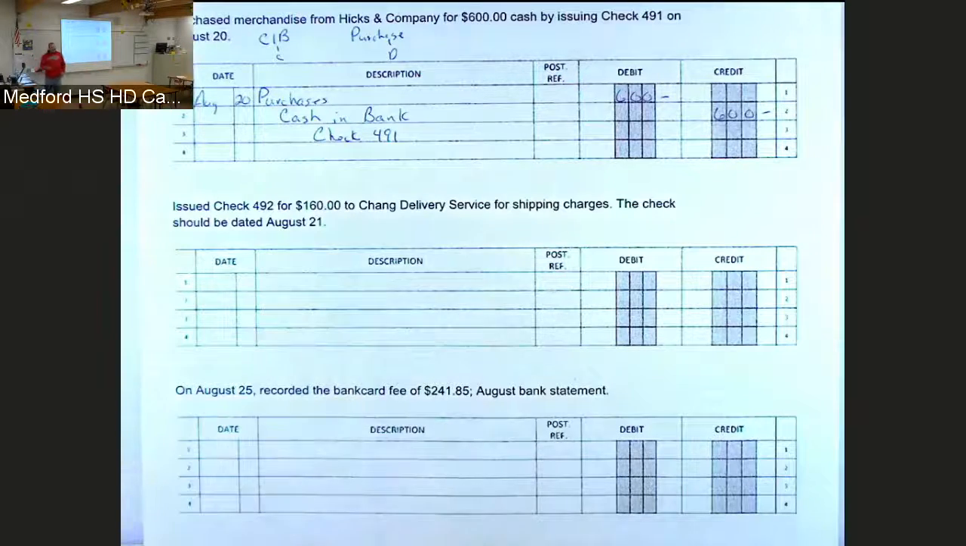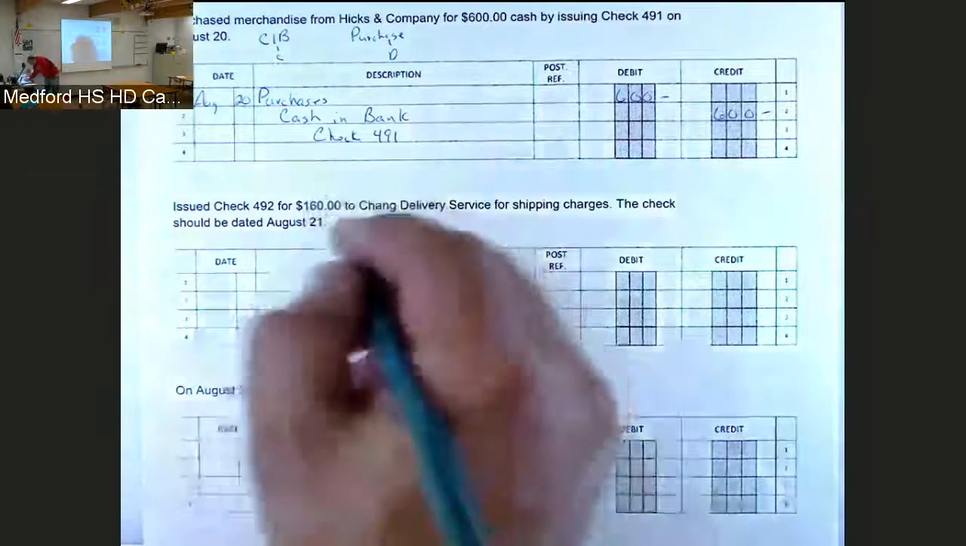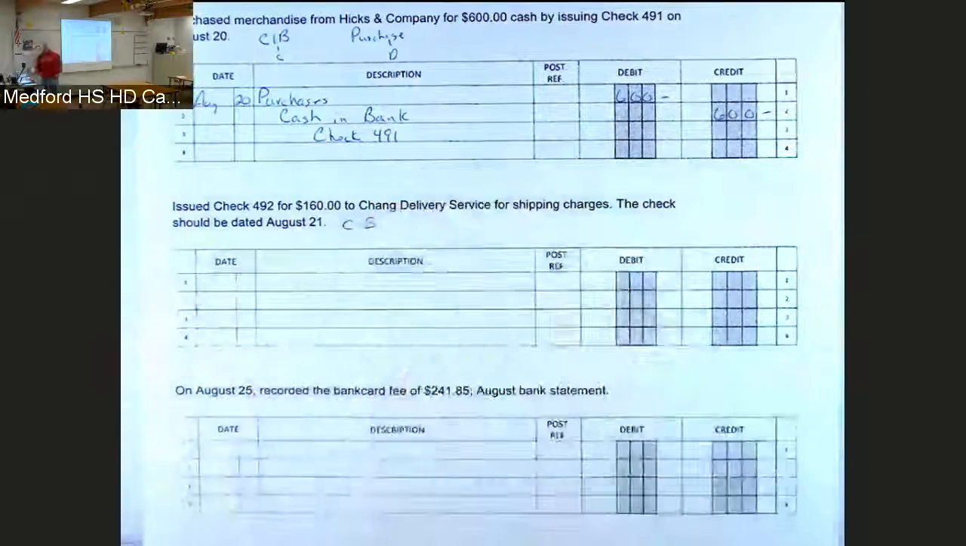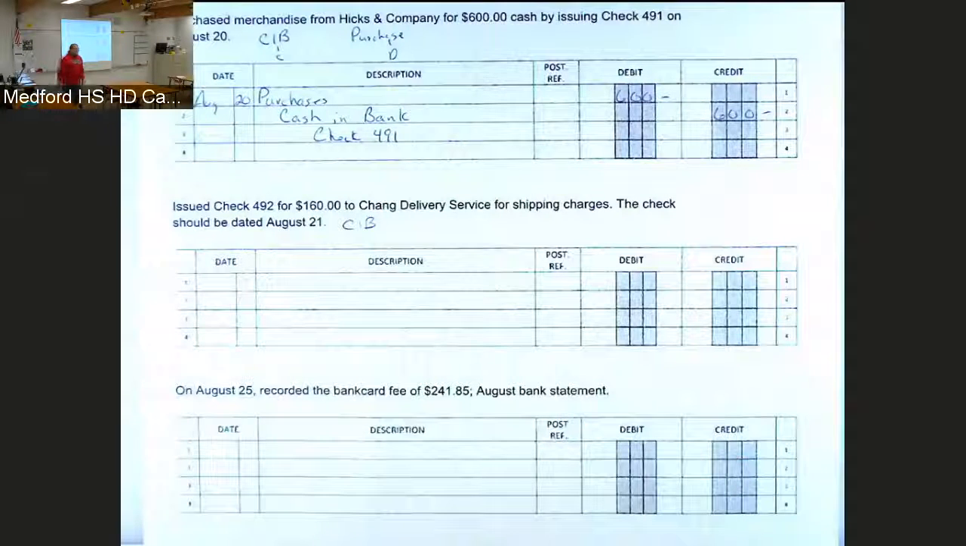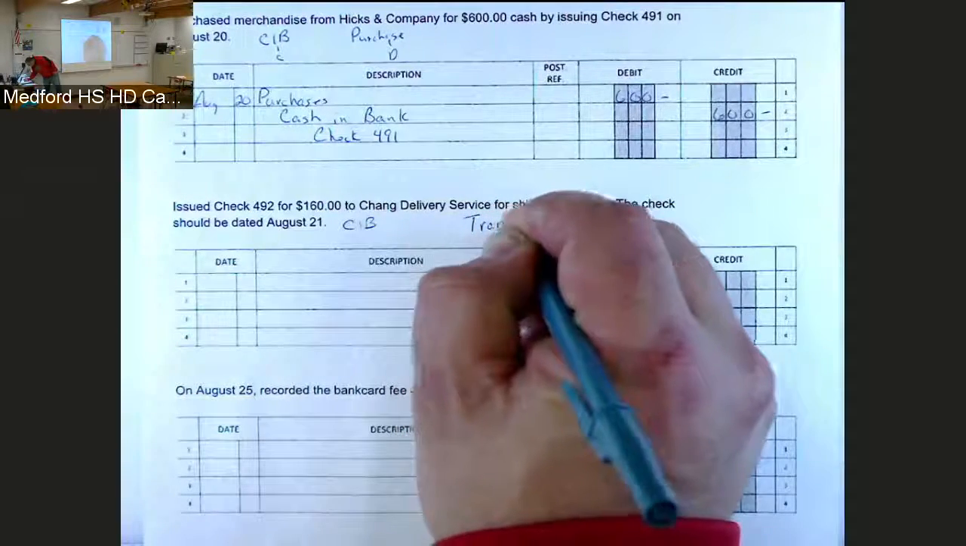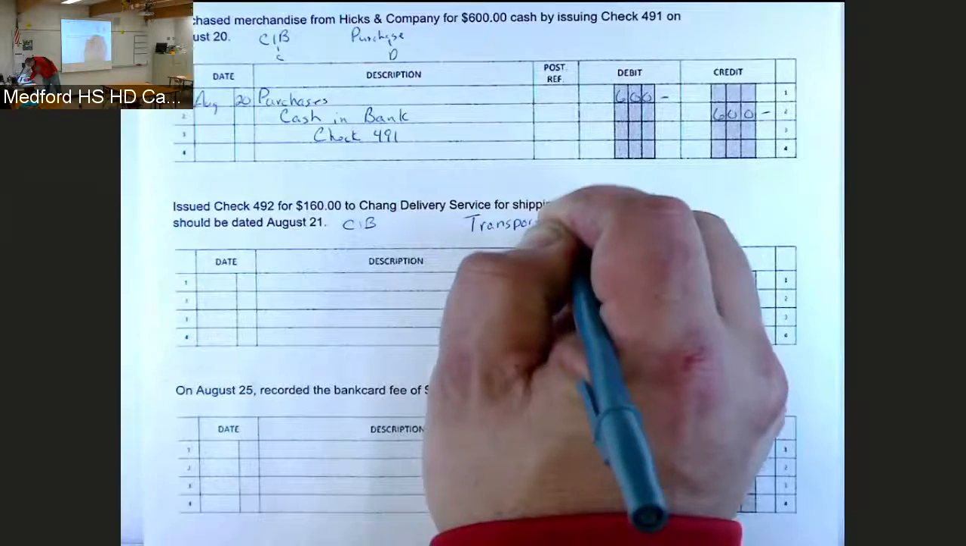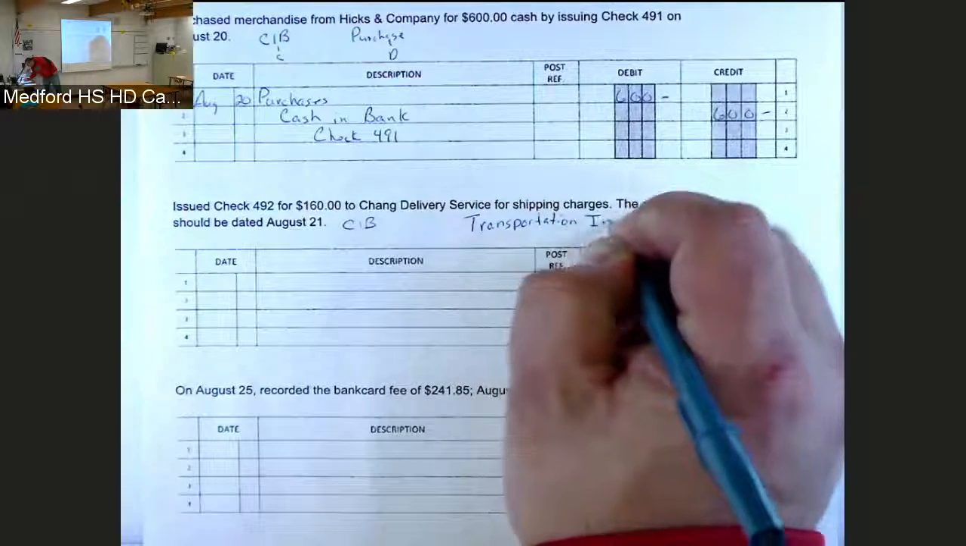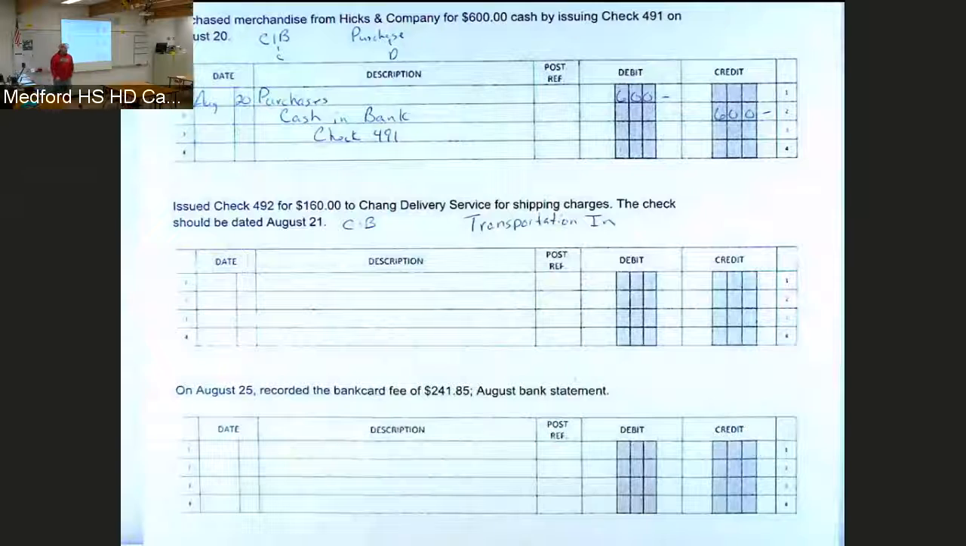So again, what accounts are we going to use? Megan, give me one account that we're going to use on the second example. Okay, cash and bank. You took the easy one. That's always good, to start with the easy one. Cash and bank. What's the second one? Also, Mickey? Transportation.